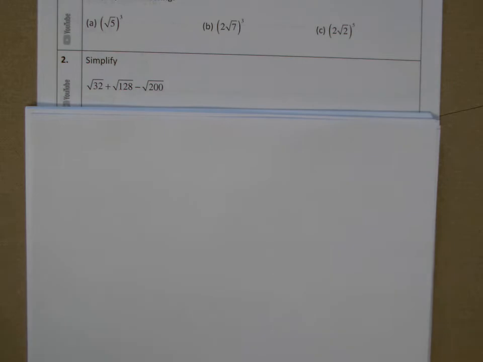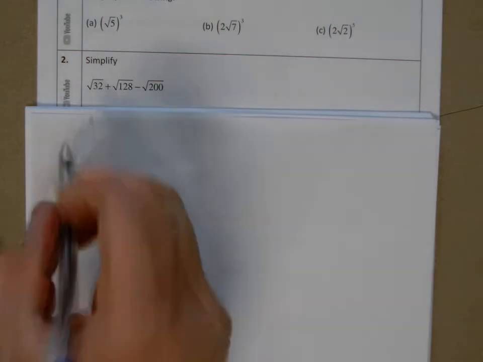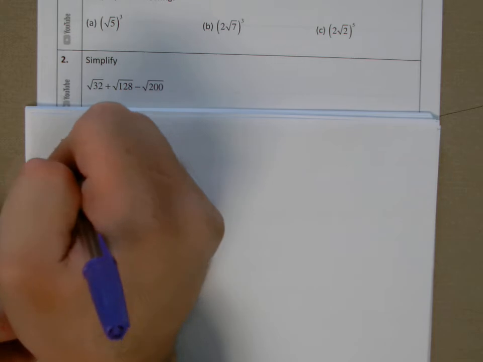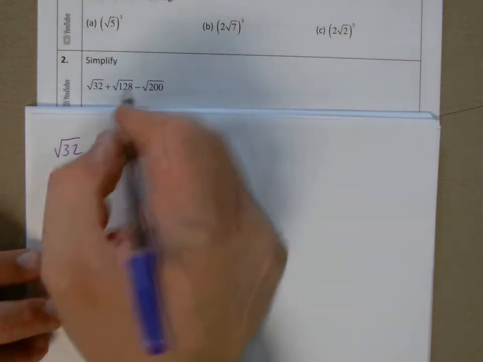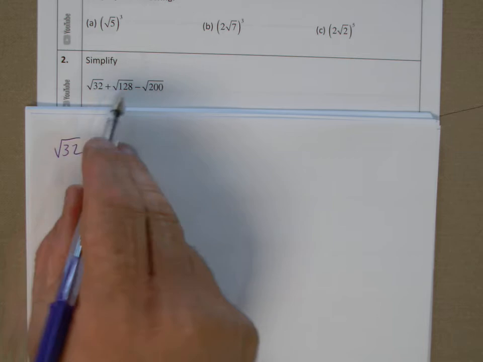Okay, so for this we can simplify each surd, so that we end up having a common surd and then we can put it together. That's usually how this question works. So if we take, for instance, the first one here, 32, I would split this sort of question up, so focus on each surd in turn.